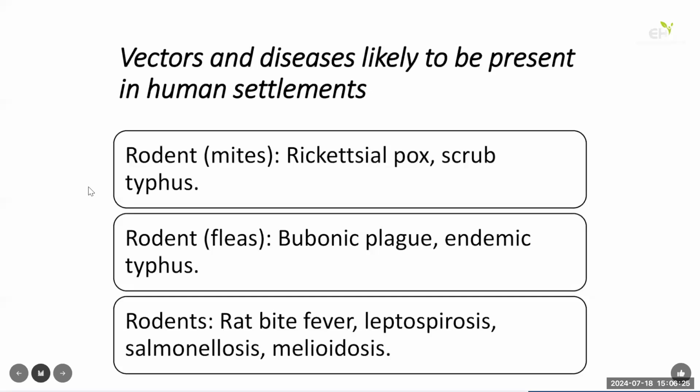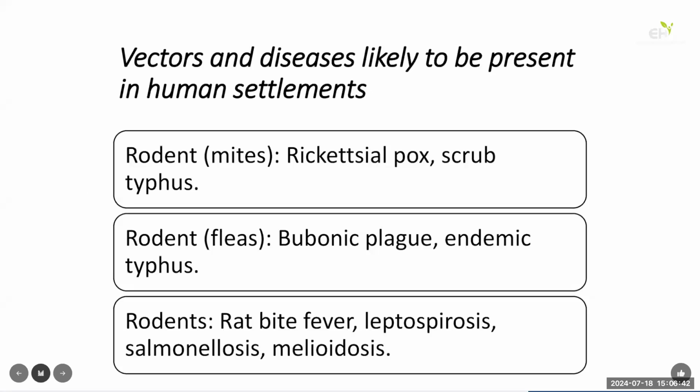And then we have rodents. So rodents also cause a variety of diseases. In this part of the world, I know that we've had outbreaks of bubonic plague. Rodents also cause rickets and typhus and other diseases.